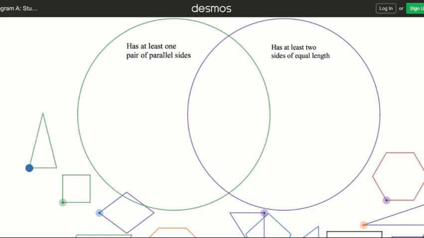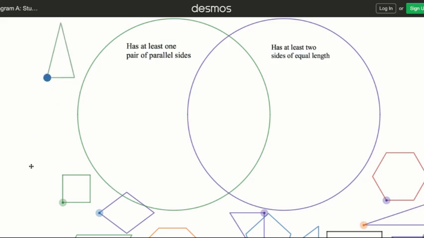Now there are multiple locations these things can go, and they can go in this side, the middle, the other side, or even the outside could be a location. So let's just kind of start diving into this. The first part says has at least one pair of parallel sides. So parallel means if you were to extend those sides, they would never touch each other. Then the next one on the other side has at least 2 sides of equal length.